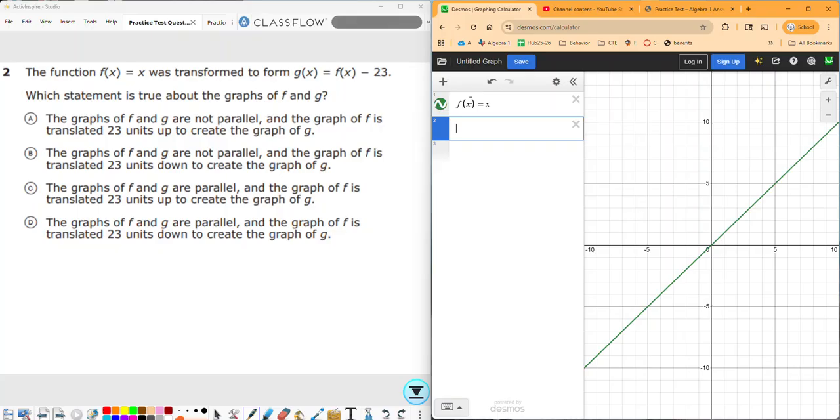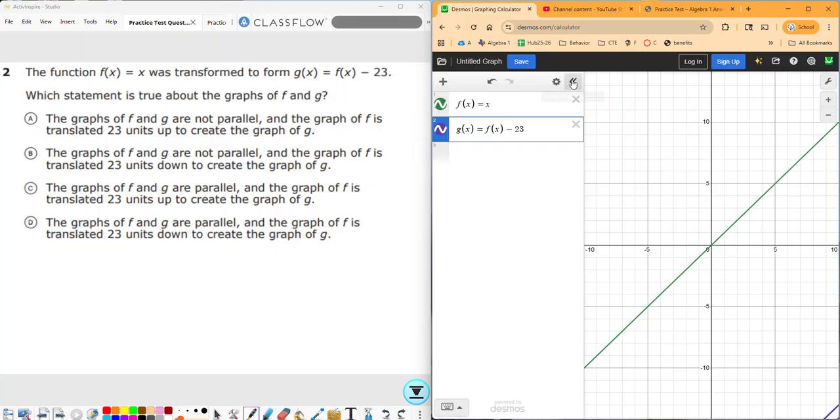we come down and we can now type g of x. So we type g parentheses x, equals, and then we can type f of x, and then now we're going to subtract 23. And so you should see two lines.